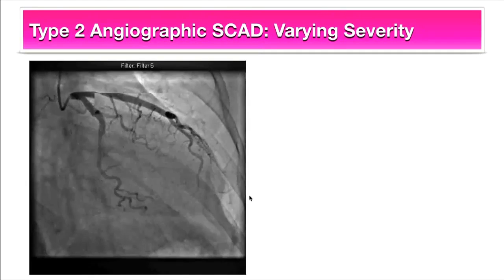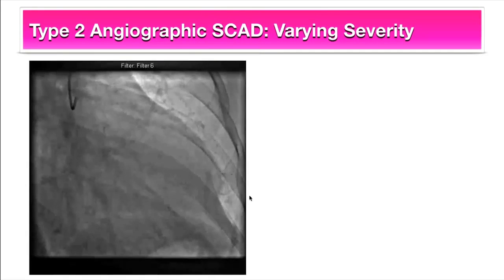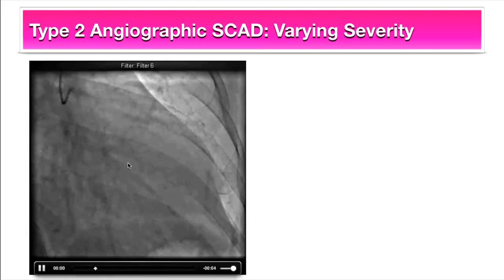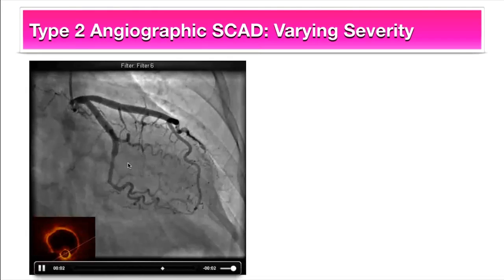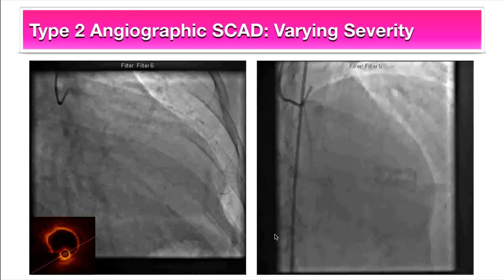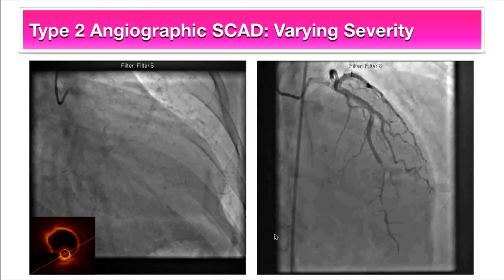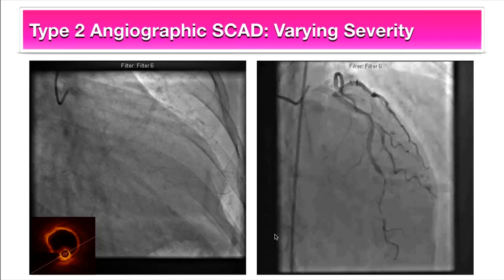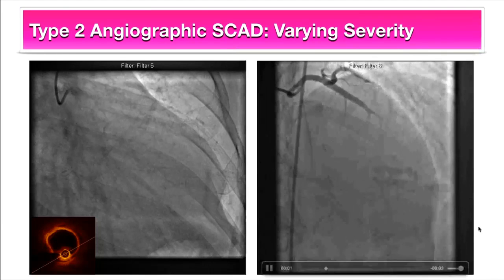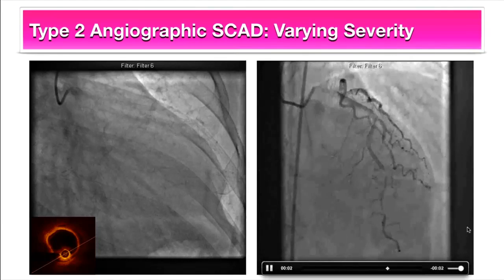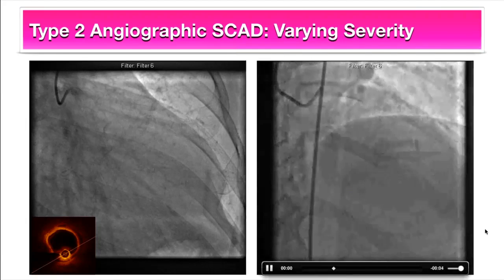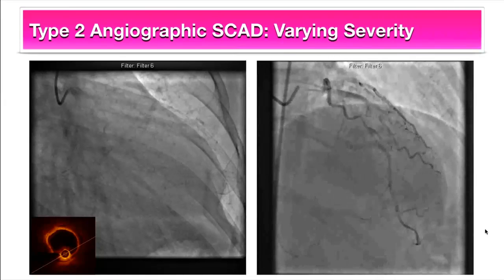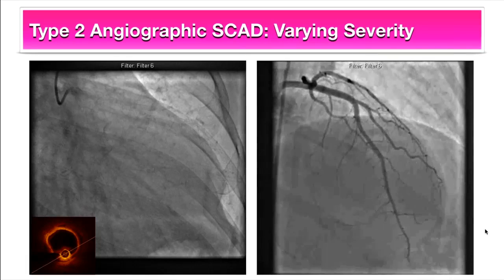And type 2 angiographic SCAD can also be of varying severity. So minor stenosis here in the circumflex artery, which on OCT represented intramural hematoma, which was only mildly compressive of the lumen. On the right-hand panel is a more severe stenosis in the mid-LAD, which is almost completely occlusive, but several months later, the artery spontaneously healed.